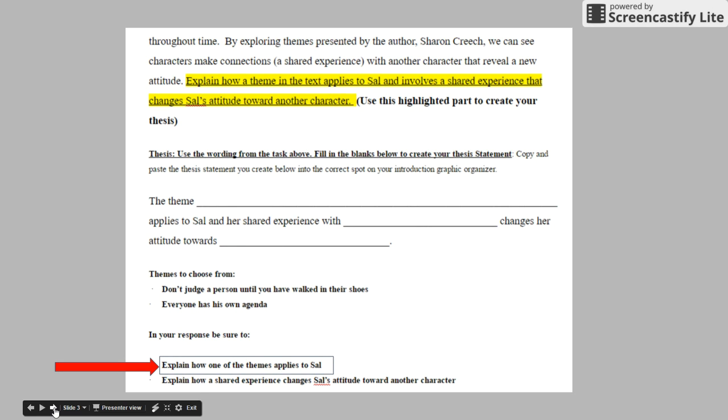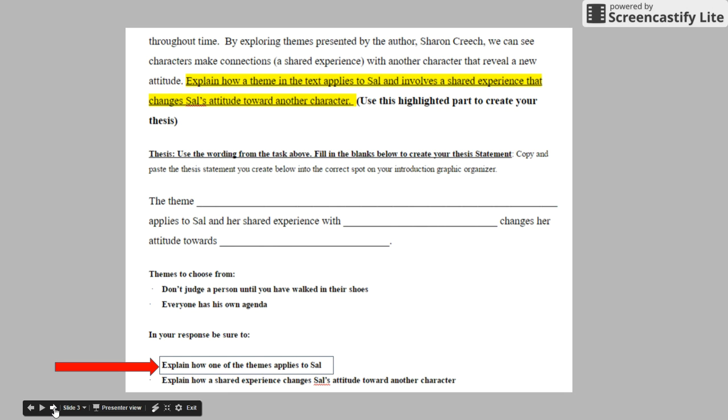When we look at the graphic organizer that we filled out at the beginning of this experience, we want you to go down to where the red arrow is on this screen. This is what you already did: your thesis statement. You chose your themes that you're going to choose from. The majority of people did choose "Don't judge a person until you've walked in their shoes." And this first body paragraph is outlined in this bullet that the red arrow is pointing to. You're supposed to explain how one of the themes applies to Sal. So your first body paragraph is going to be looking at the theme and how it applies to Sal.